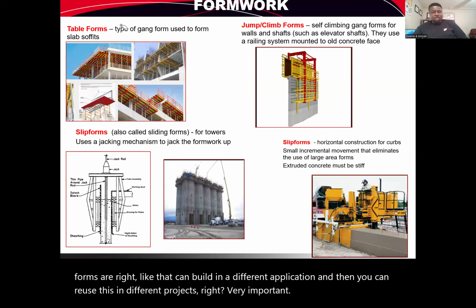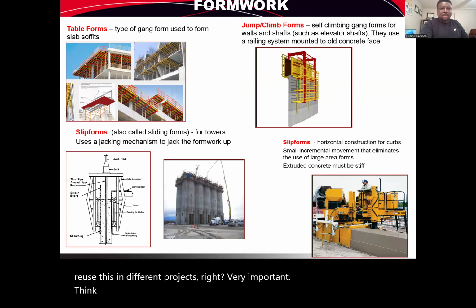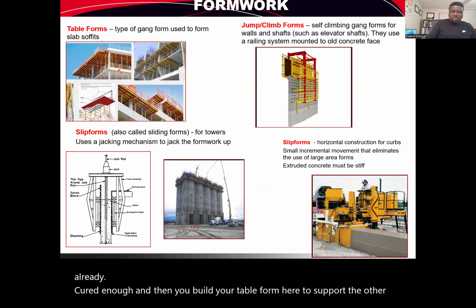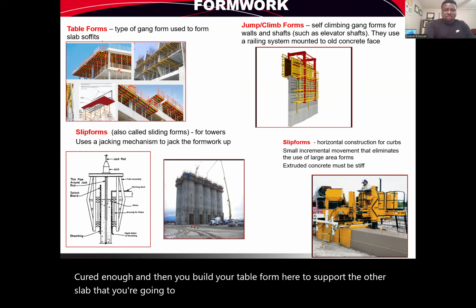Think about the table. It simply means it's supporting one slab. So this is cast already, cured enough, and then you build your table form here to support the other slab that you're going to be casting over here. And then we have a slip form mostly for the tower construction.